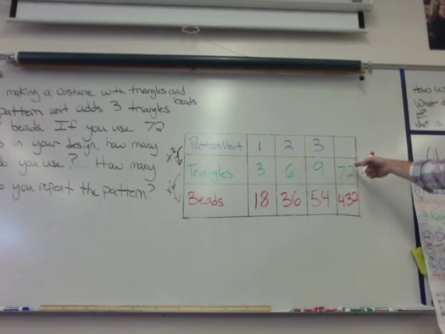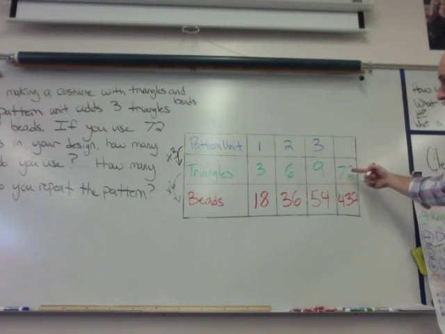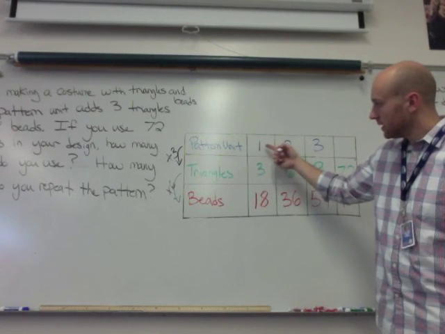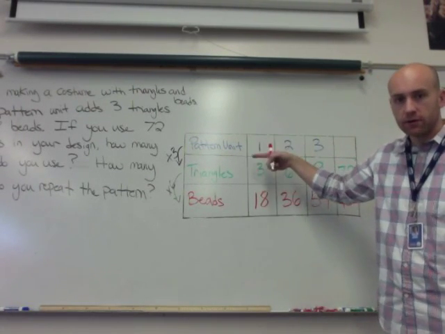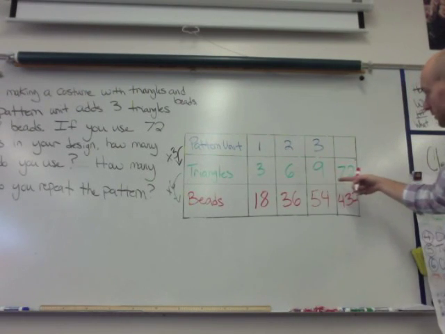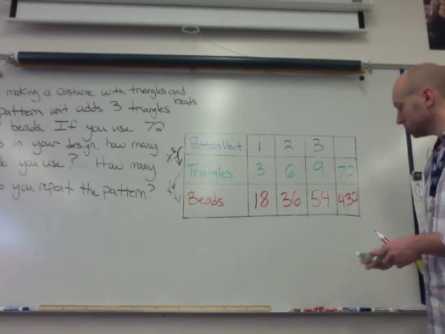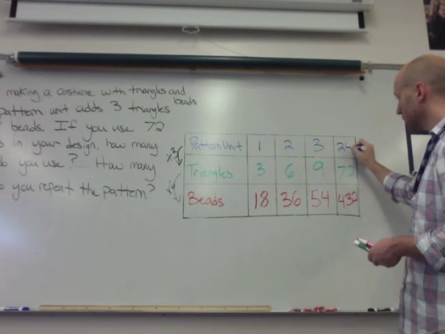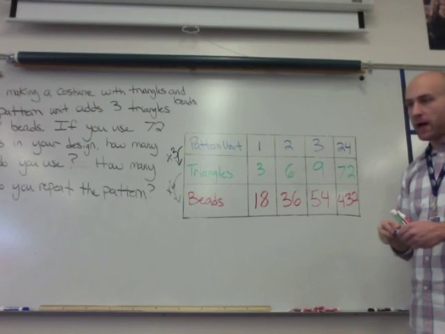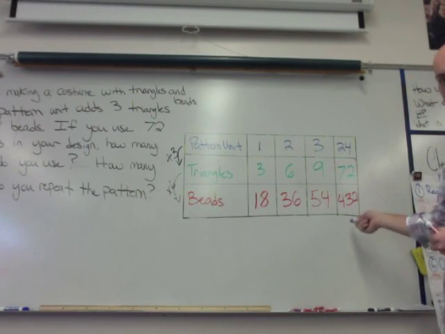And now the pattern unit, how many pattern units would we have? Well, if we had to times something by 3 to get triangles, to go the opposite way, like I said earlier, we would divide. So 72 divided by 3 would be 24. So there are 2 answers. Our pattern unit's 24 and our beads are 432.